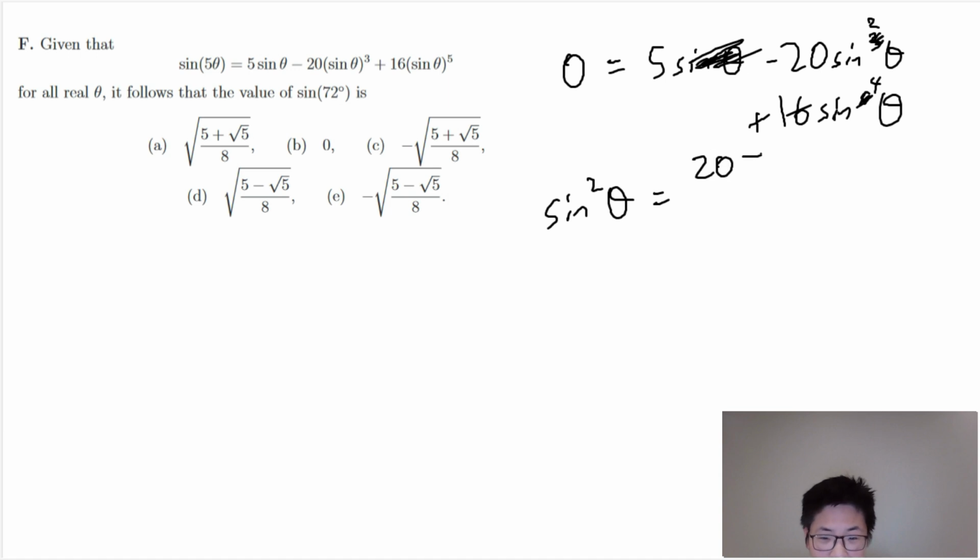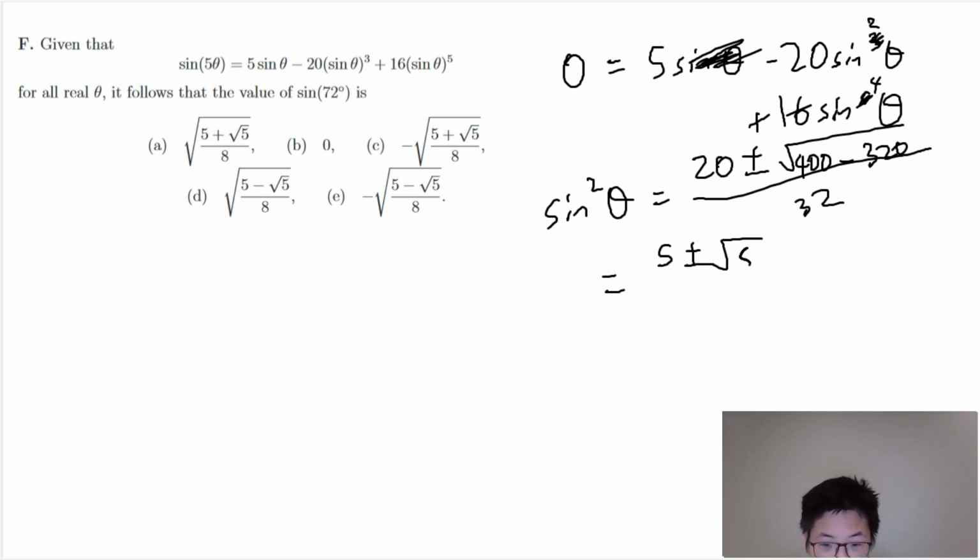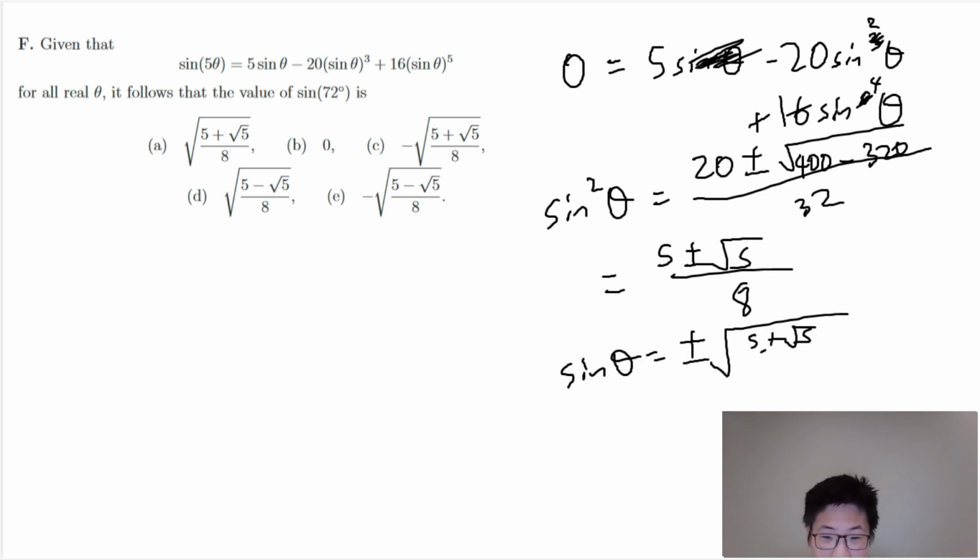We use the quadratic formula again, and you have 400 minus 320 over 32 equals to 5 plus or minus the square root of 5 over 8, and then sine theta equals to plus or minus the square root of 5 plus square root of 5 over 8. Now you might be thinking, which solution are we going to use? Now given that we know that sine 36 is less than sine 72, we can use the positive solution here.